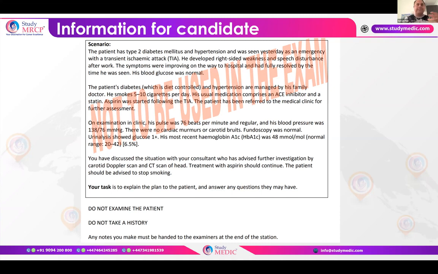CT scan is polo scanner. It's like a polo, you know, mint with the hole. So CT scanner is described as a polo machine. MRI is the tunnel, because in MRI, you have to stay in the tunnel. So MRI is tunnel. So ultrasound, CT scan.